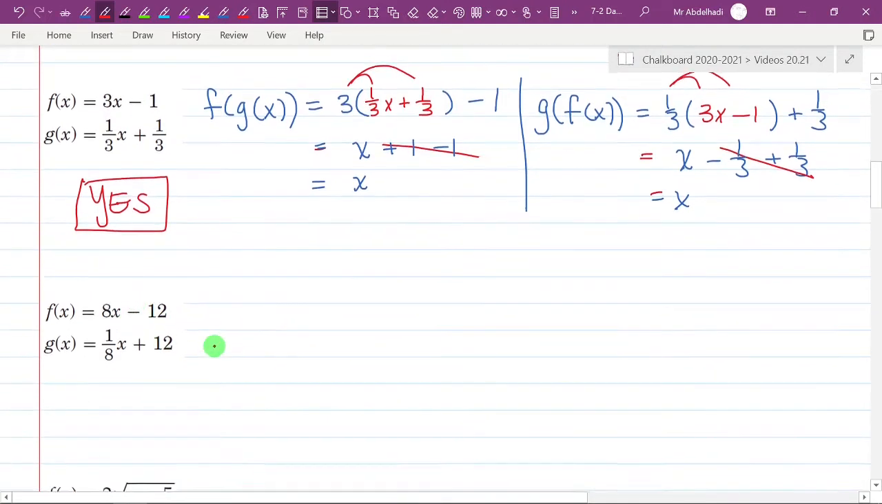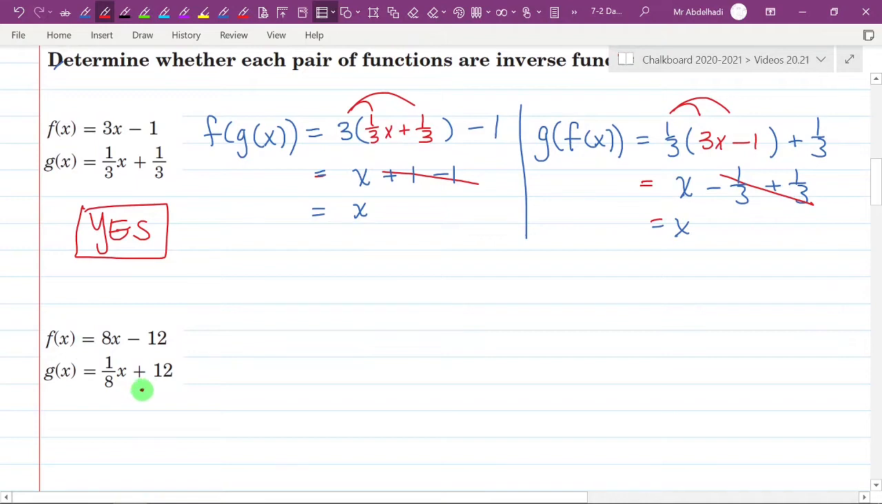All right, let's try another one. How about this right here? Okay, this looks like it should work. You know, 1 multiplies by 8, 1 multiplies by 1/8, which is dividing by 8. 1 adds 12, 1 subtracts 12. So it looks good, but I can't say yes or no until I actually test it.